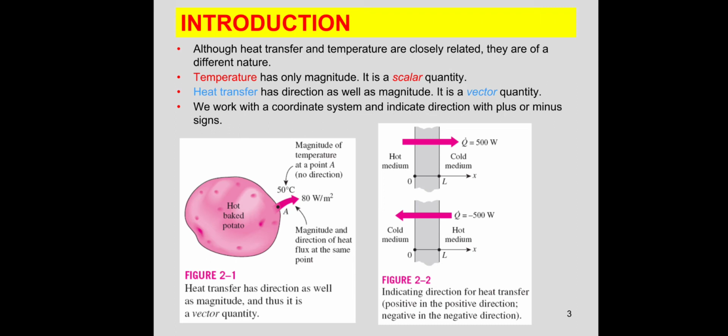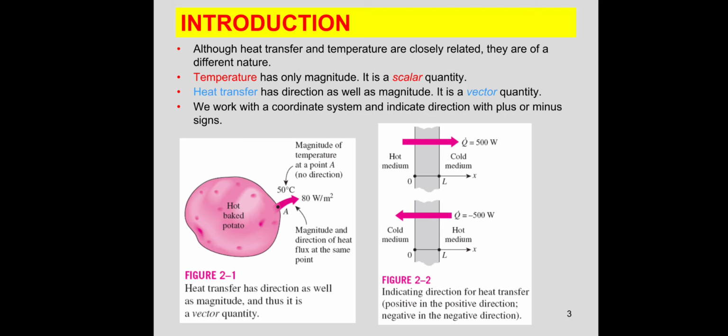If you define the temperature, it is a degree of hotness or coldness. So that means it will show only the magnitude. There is no direction for the temperature, so that is why temperature has only magnitude, it is a scalar quantity. But heat transfer has a direction as well as magnitude.